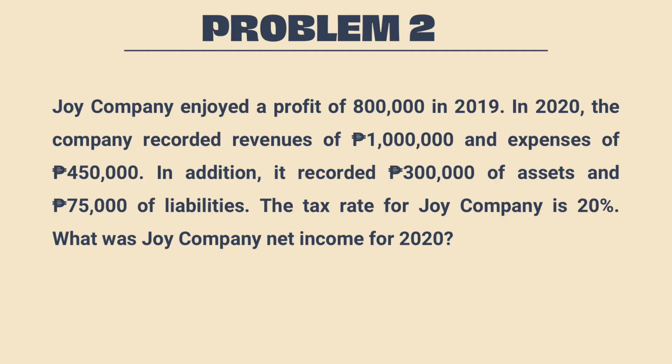For problem number 2, Joy Company enjoyed a profit of 800,000 in 2019. In 2020, the company recorded revenues of 1 million and expenses of 450,000. In addition, it recorded 300,000 of assets and 75,000 of liabilities. The tax rate for Joy Company is 20%. What was Joy Company net income for 2020? In this problem, it is asking for Joy Company net income for 2020.